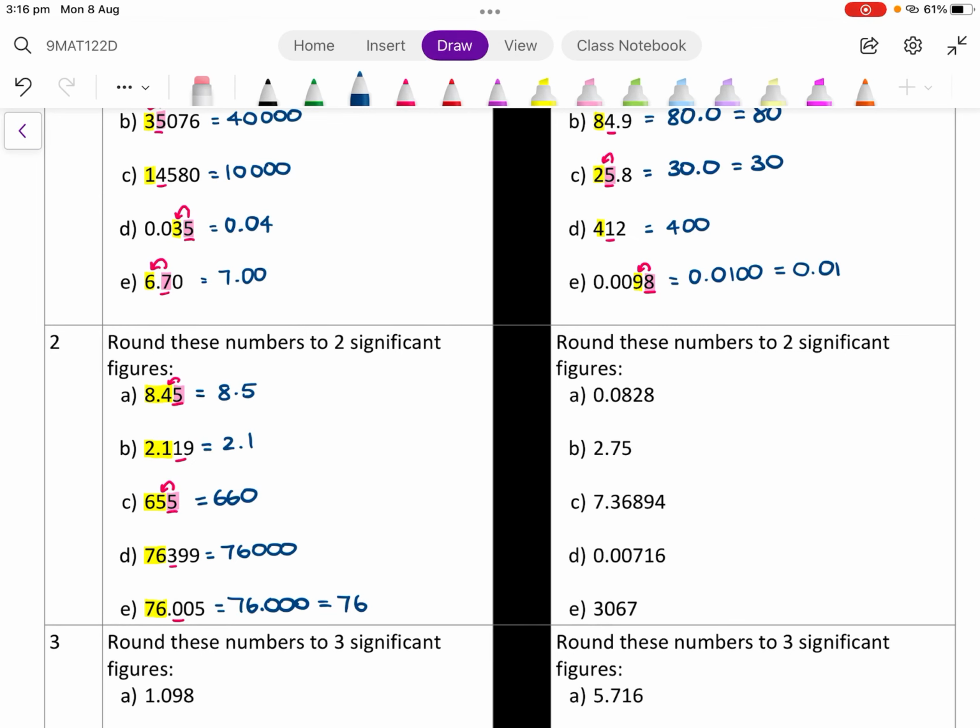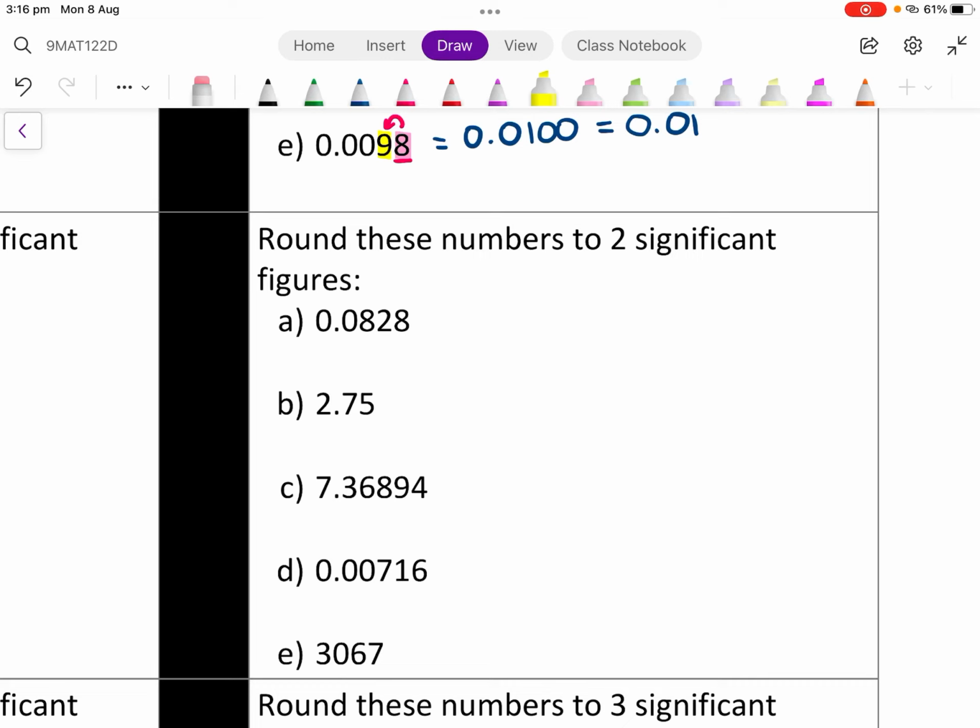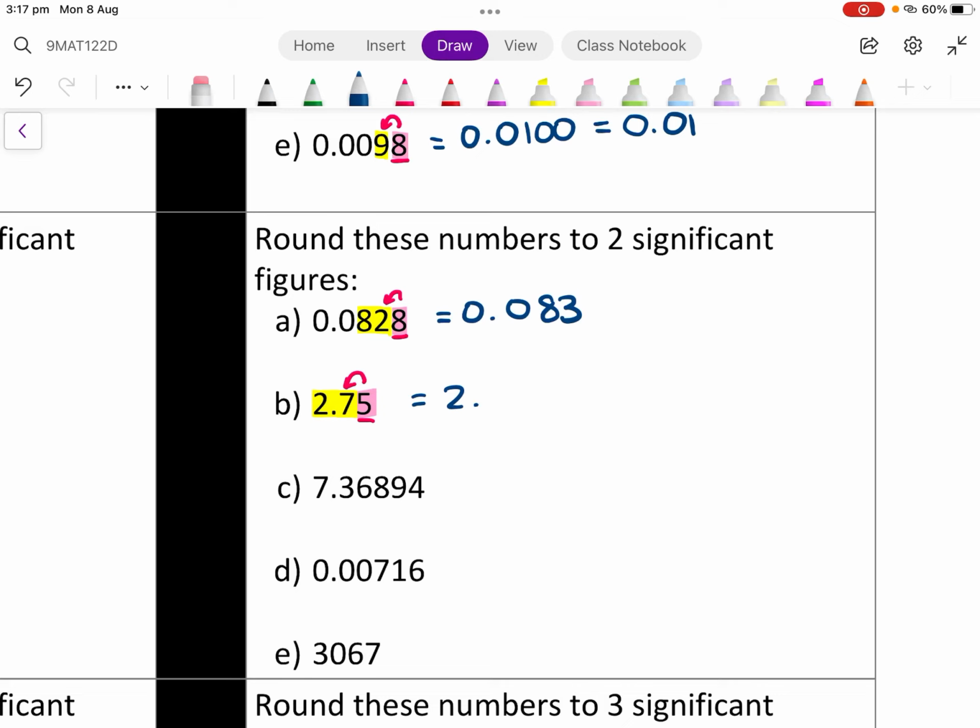Okay, so you should have answered it as the first two non-zero digits, the 8 and the 2. The 8 behind it does in fact round the 2 in front of it up. So our answer will be 0.083. We have 2.75, the 2 and the 7 are significant. The 5 behind it is 5 or larger, so it will round up the 7. So our answer will be 2.80, which we can just write as 2.8.